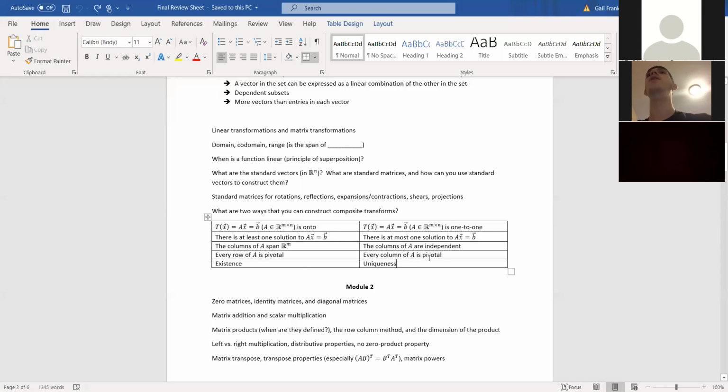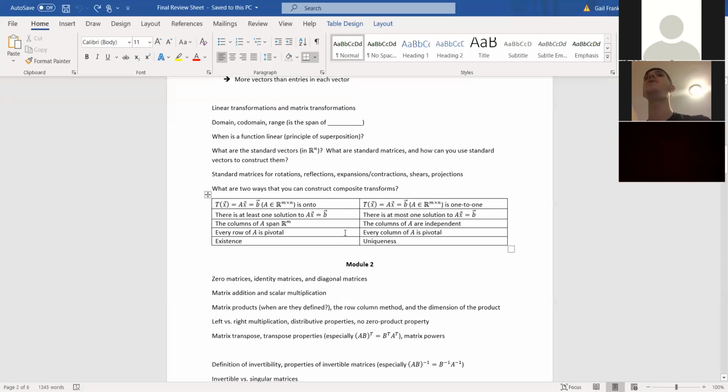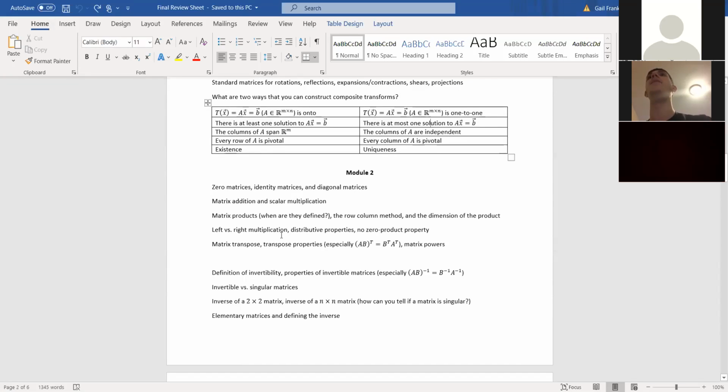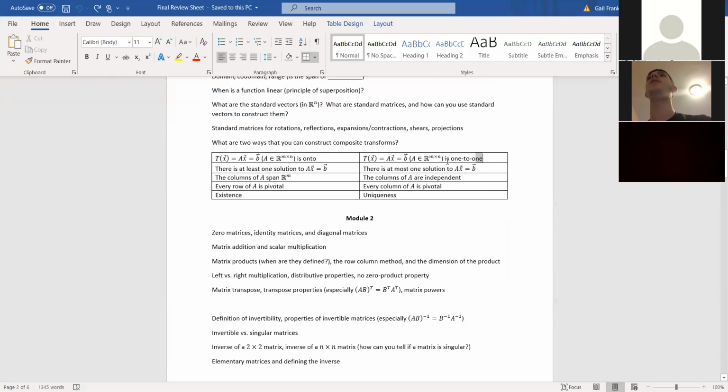Uniqueness. So 1 to 1 means that every column of A is pivotal. So we have no free variables. The columns are independent, and we have at most one solution, so that we don't have more than one solution. We don't have any free variables. So that's what 1 to 1 is. And yeah, a good way to memorize it is 1 to 1 is you can't have more than one.